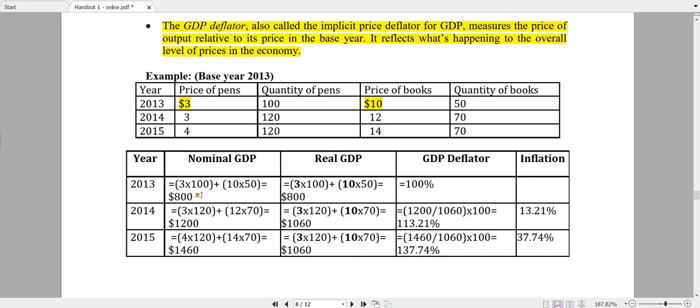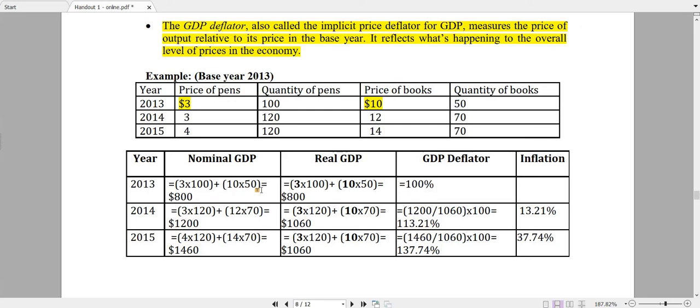Now, if you want to employ the formula for GDP deflator, you know that we need to have a measure of both nominal GDP and real GDP for all the years. So in this column here, I've calculated the nominal GDP for all the years. So the formula for nominal GDP is that it's the current price level times the current production level of pens.